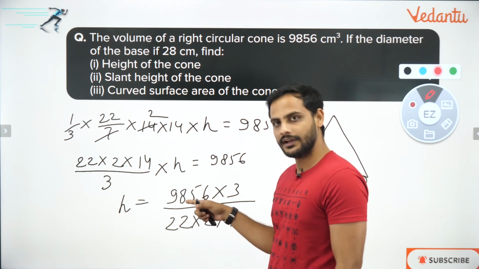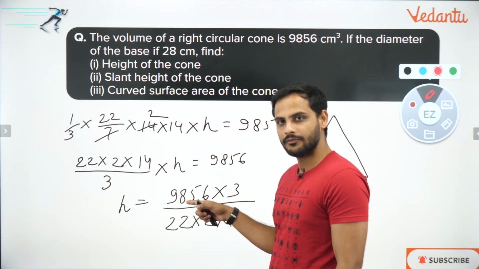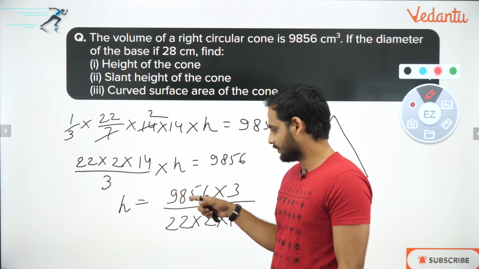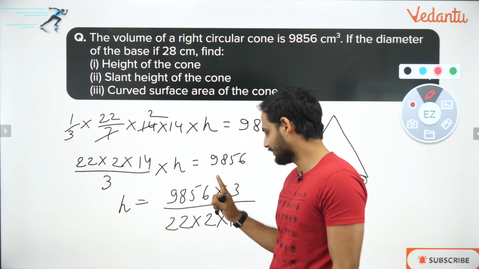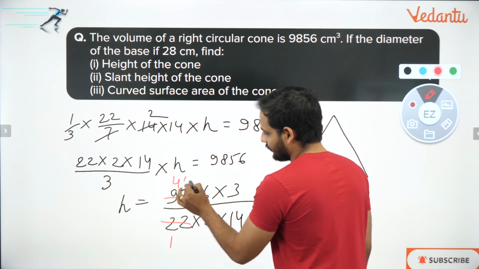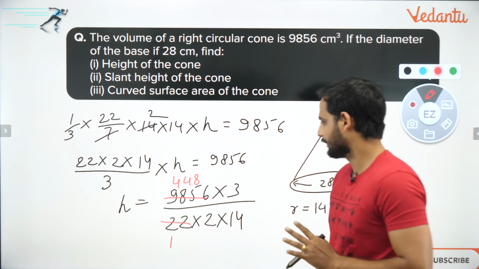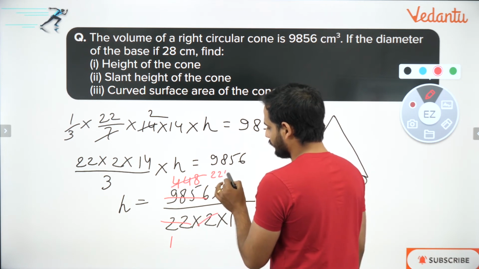Then 22 4s are 88, 110 minus 88 is 22, so 2 there, and then 176 and so 448 we are getting. So this is 22 1s and this is 448 I think. Okay, then divided by 2 again, so you'll be getting 224.